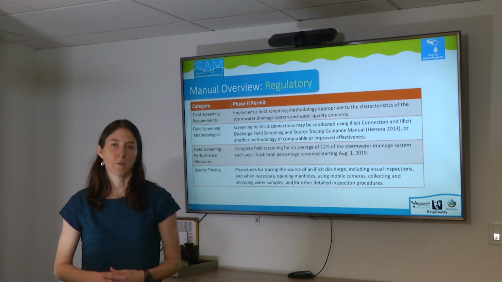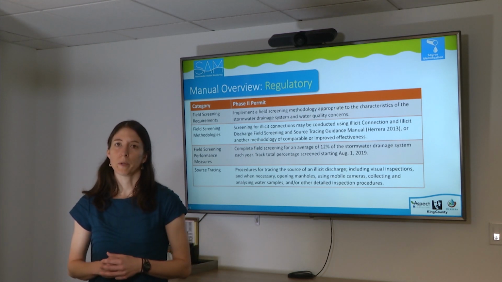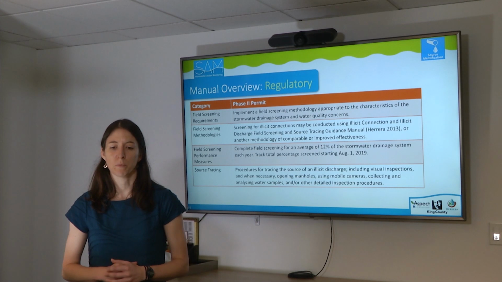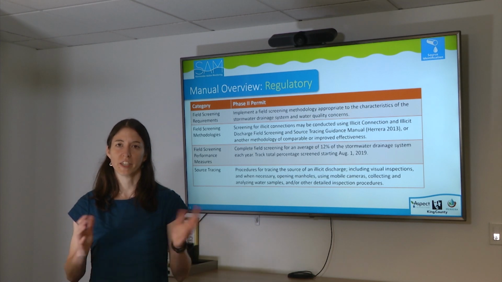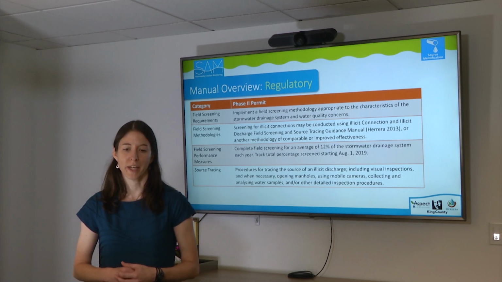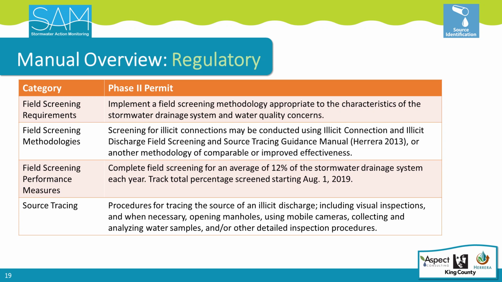And here's just a quick summary. I put here the phase 2 permit requirements. They're very similar to the phase 1 permit requirements, but here we have our key areas that we're looking at as part of the manual. Our field screening requirements, which are implementing a field screening methodology appropriate to the characteristics of your stormwater drainage system and water quality concerns. We've got field screening methodologies, and here we have a reference to the 2013 ICID Manual, which now you can use the 2020 manual as well, because it's another methodology of comparable or improved effectiveness.